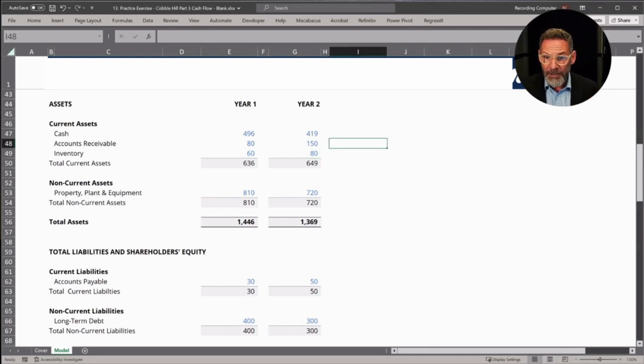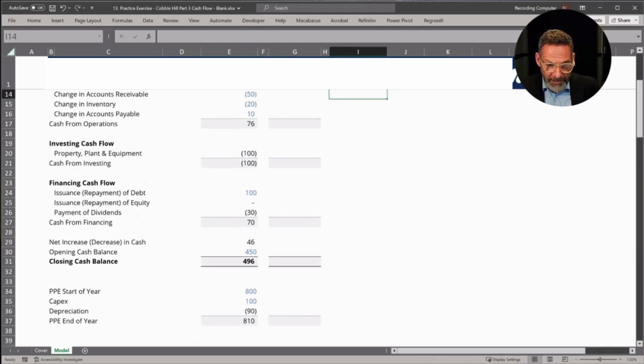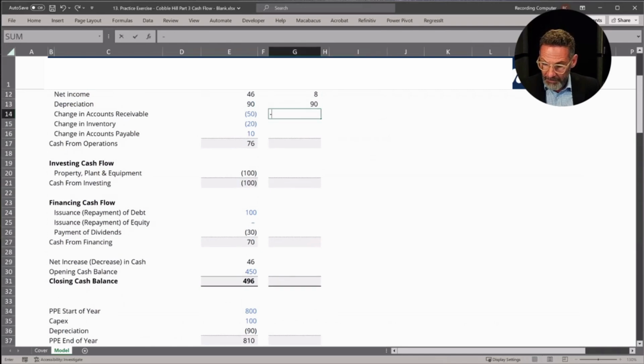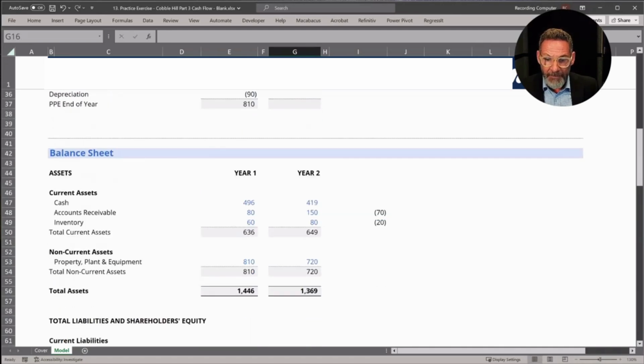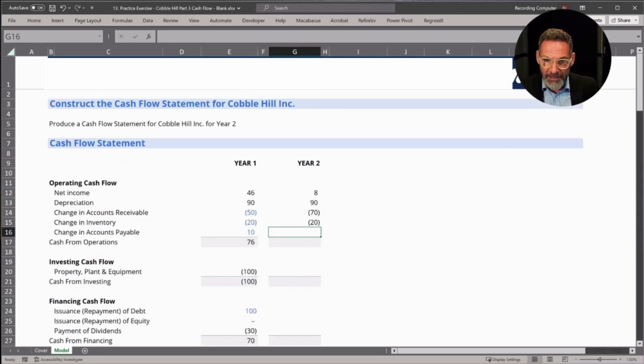The way I like to do it is just make sure that I am taking always the previous year and I subtract the current year for assets to make sure the sign is the right way around. I'm just going to copy that down. So we know it's minus 70 for accounts receivable and minus 20 for our inventory. So I'm going to just now capture that. Minus 70 and minus 20. Good. I'm just checking that I got the right numbers there.